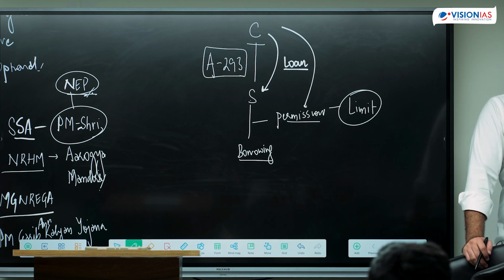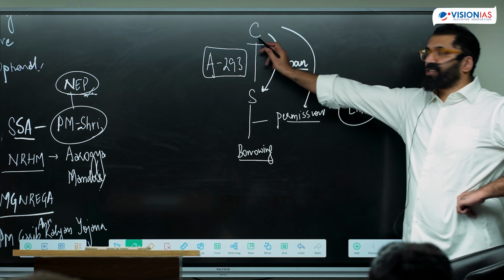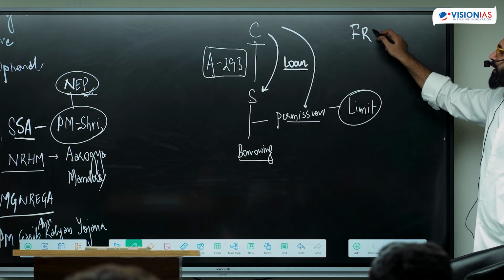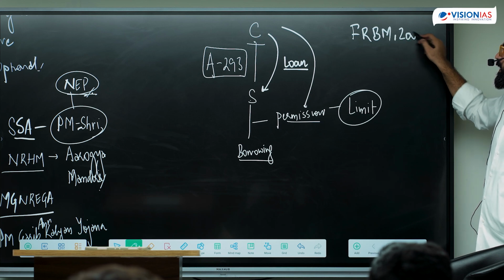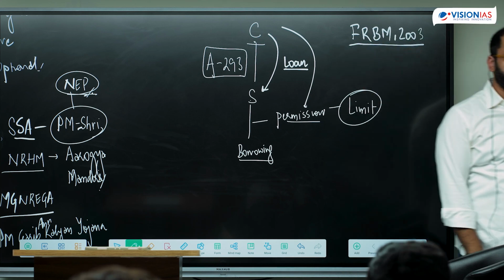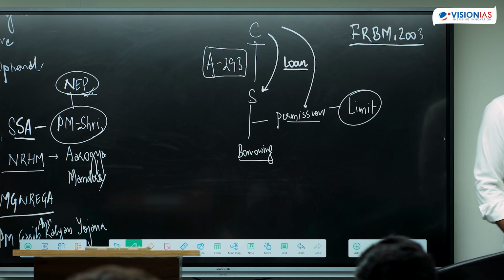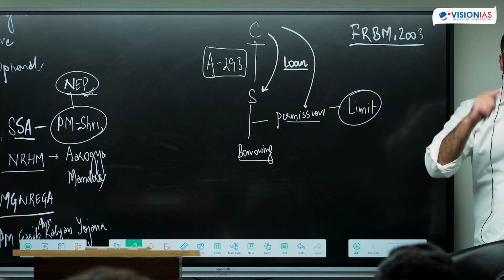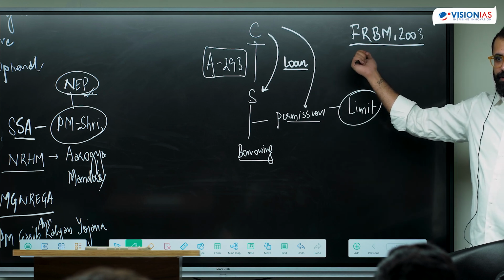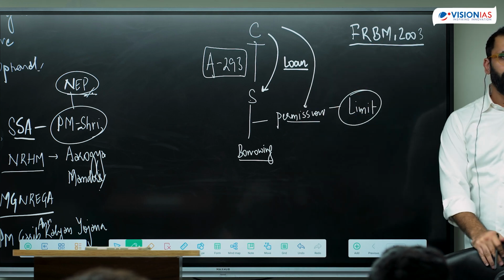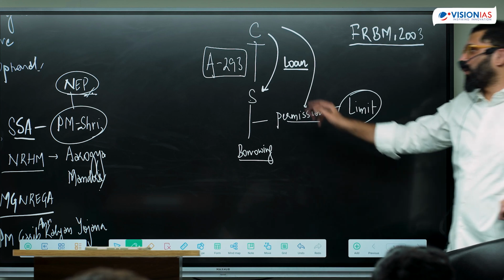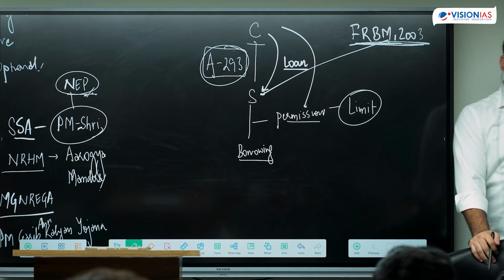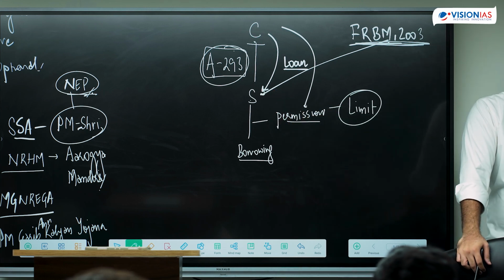This became a very significant issue when there were restrictions on how much the center could take as a loan. That came through the regulations of FRBM 2003. The Fiscal Responsibility and Budget Management Act introduced a fiscal deficit limit on the center of 3%. It also recommended certain such legislations and a limit on how much states could borrow through this law itself. The center could also now use this to enforce this on the states. This is how the FRBM also came into the picture.